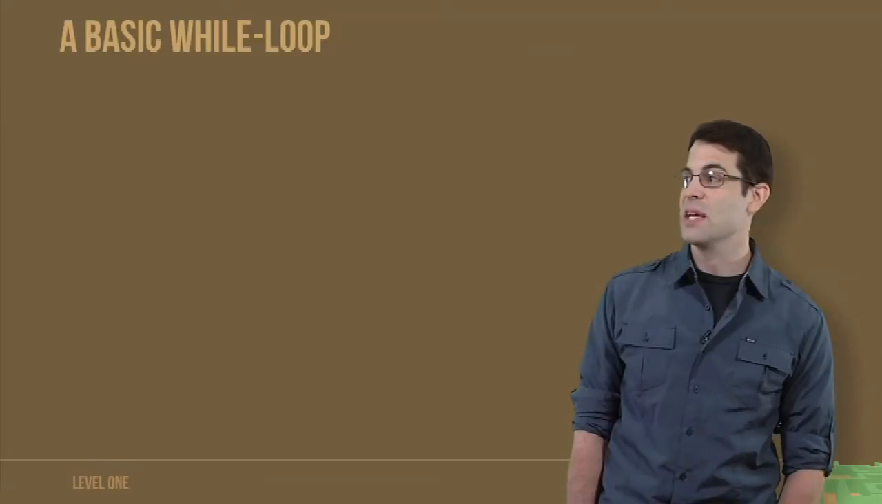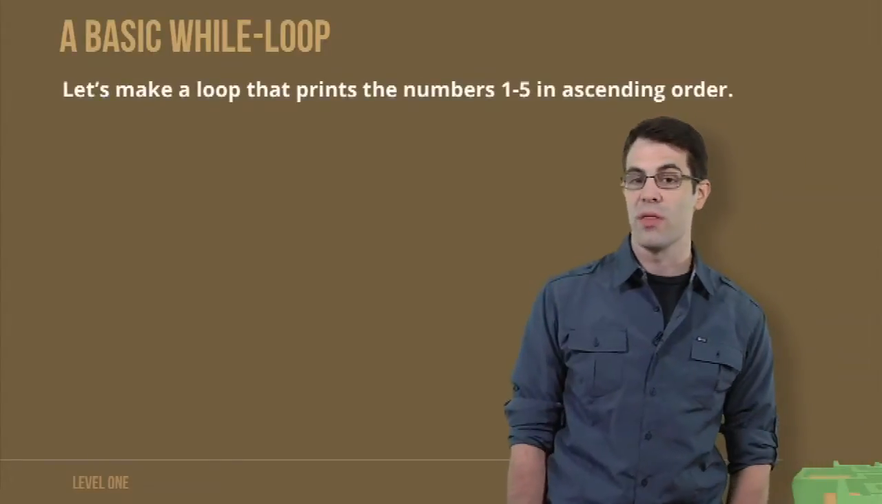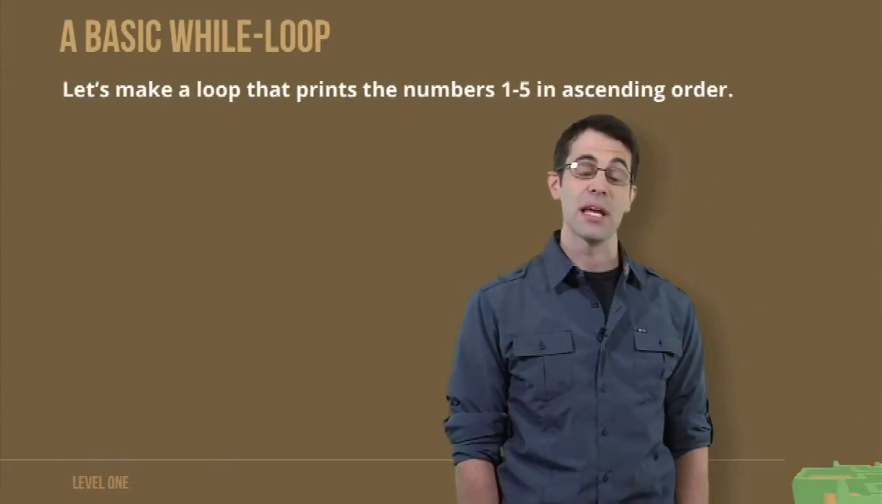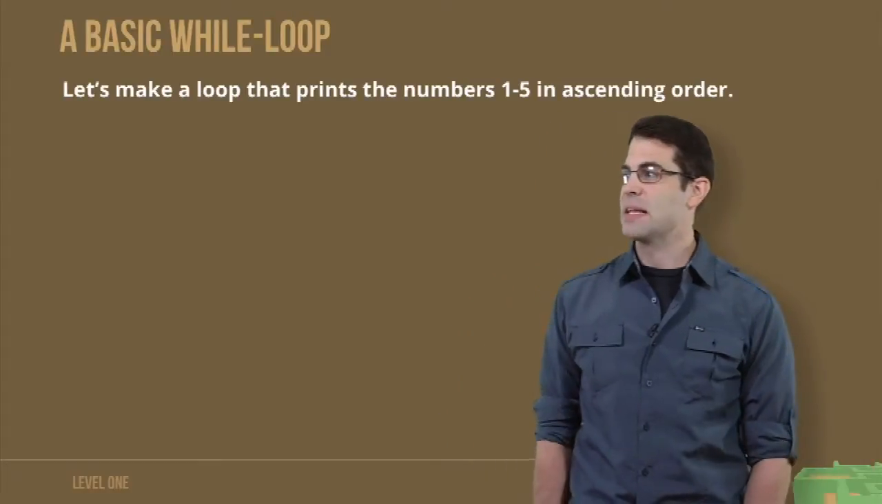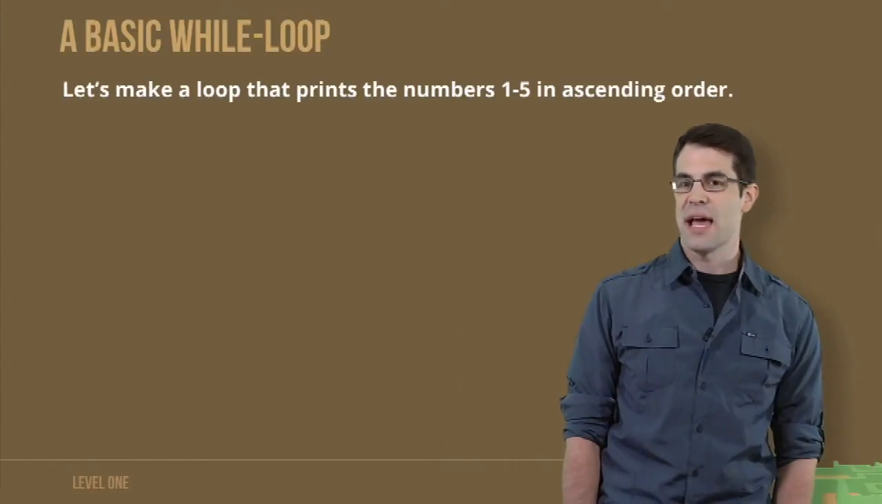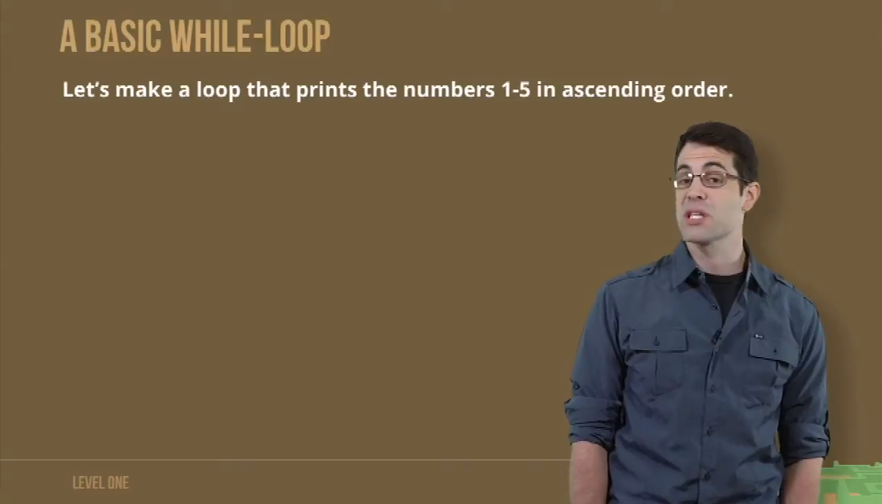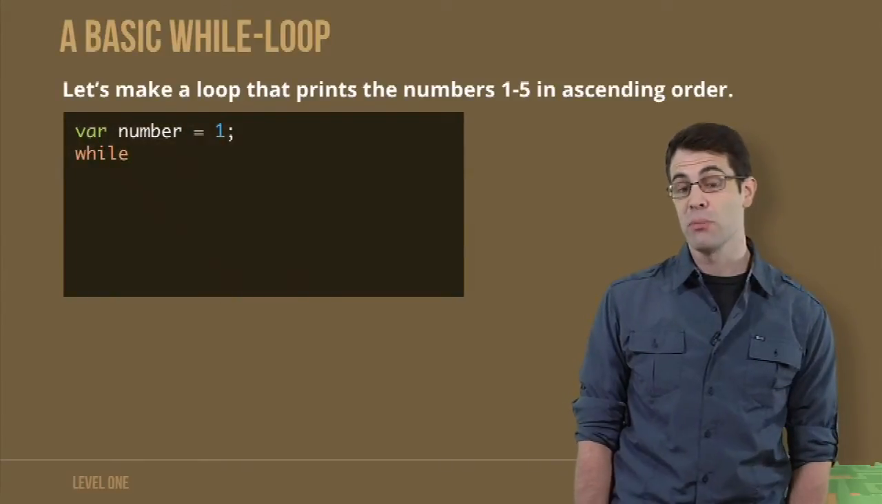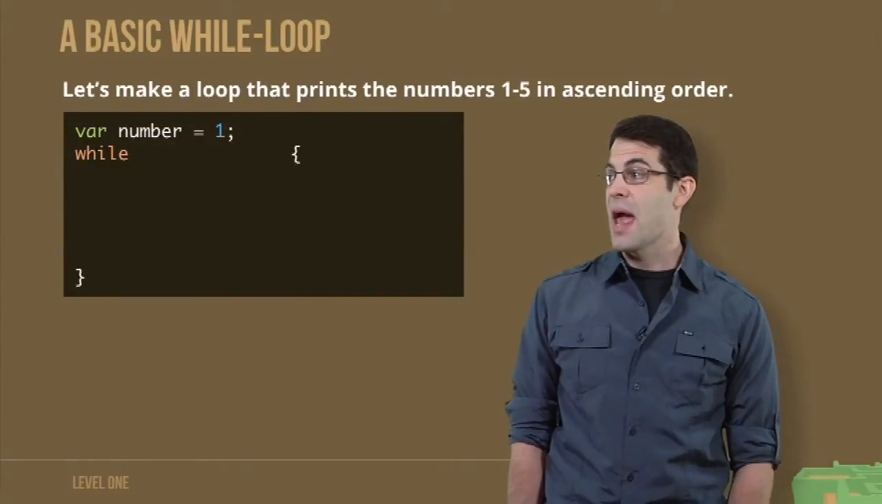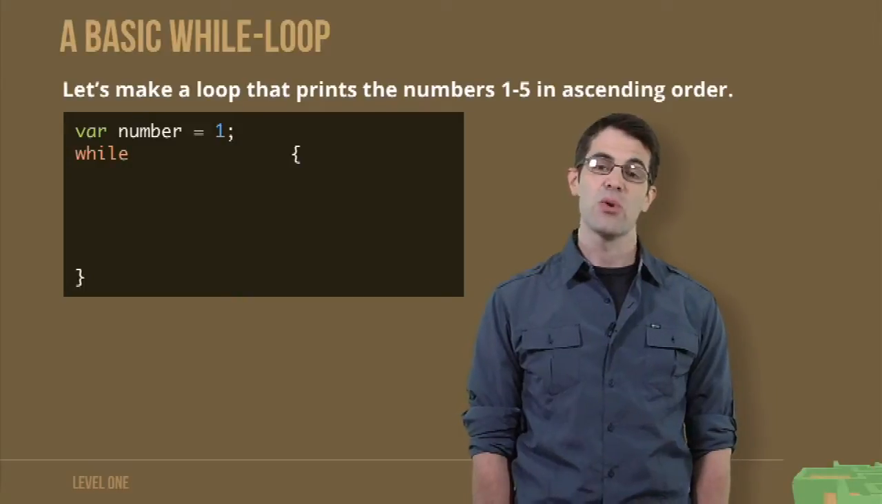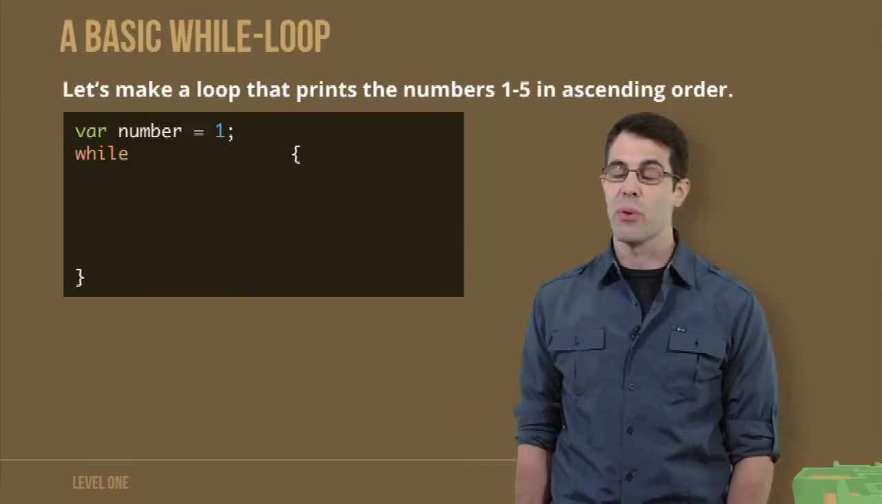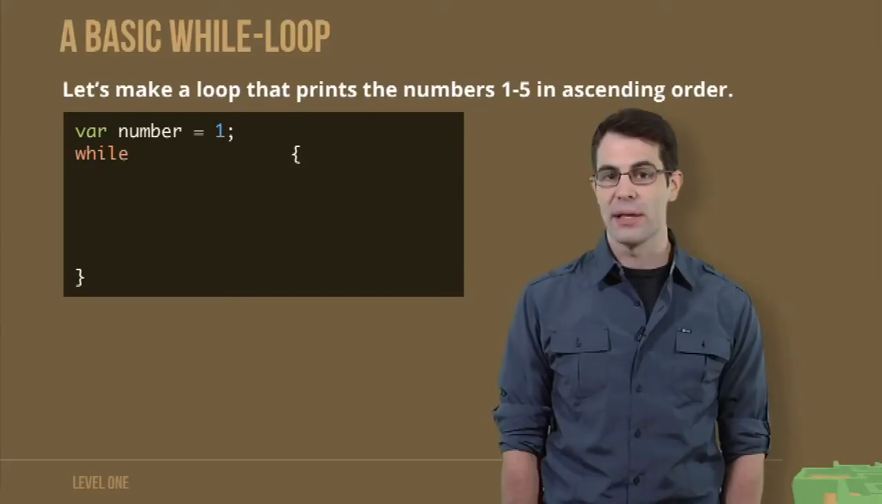So now let's make a loop that prints the numbers 1 through 5 in ascending order. We need to think about this a little bit to make sure that we get the exact right output. The first thing that we'll need to do is establish a variable, let's call it number, and we will set that number equal to 1 since that's our starting point. Now we'll build the while loop.